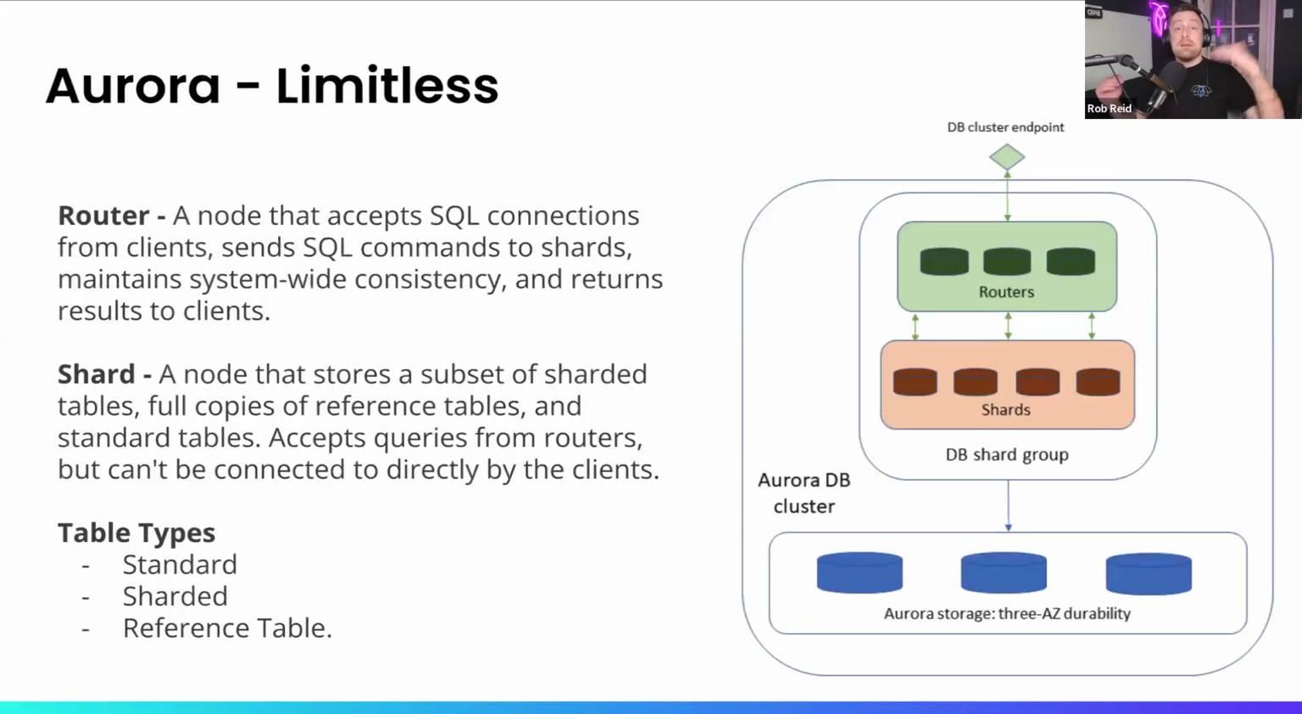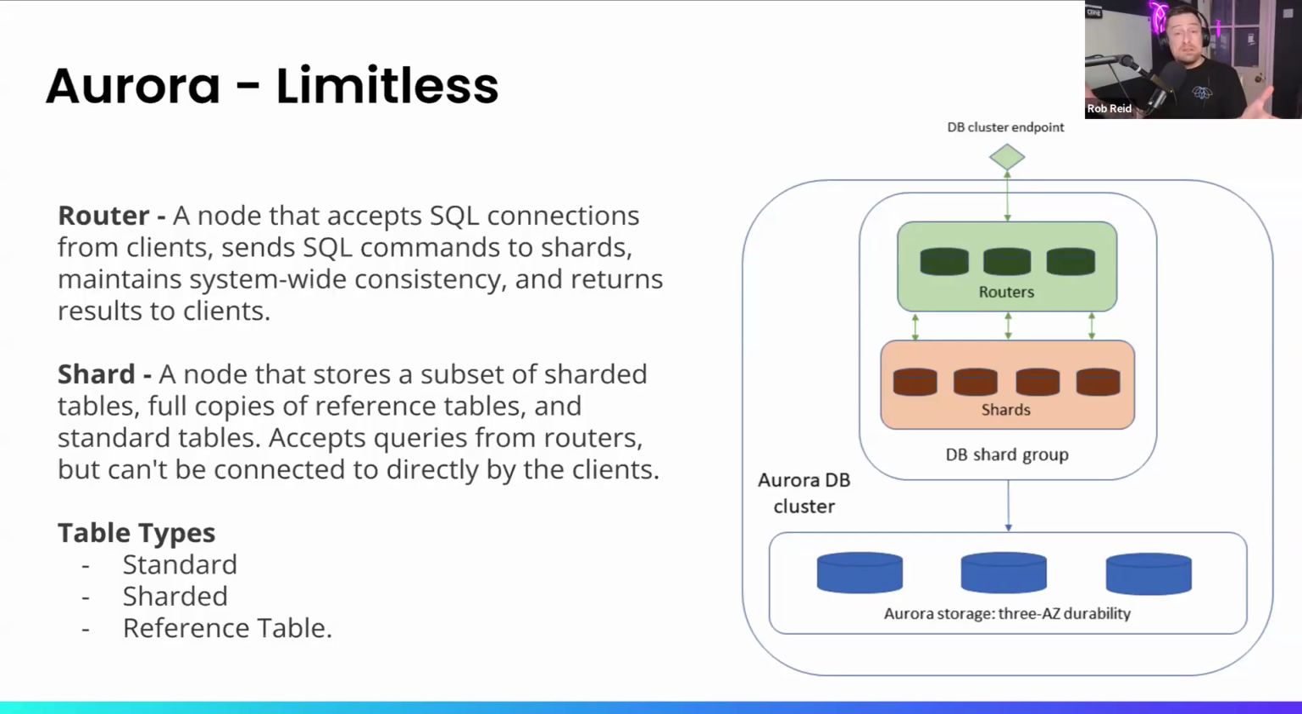Next, we take a step up in terms of scale and we go to Limitless. So this exists somewhere between Aurora and DSQL. There's a cluster endpoint, which is the single entry point into the cluster. So there's no separation of writer instance and read replica instances, and that's exposed for both reads and writes. There's a router, which routes client requests to the database shards. And the routers are responsible for consistency in the database.